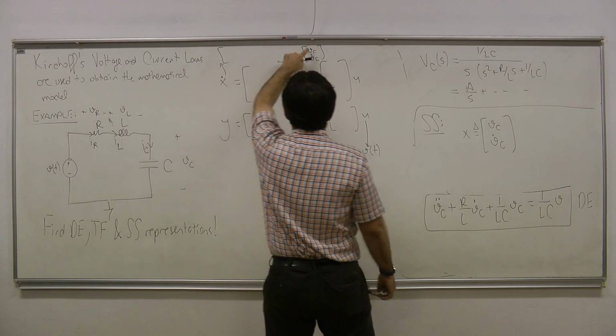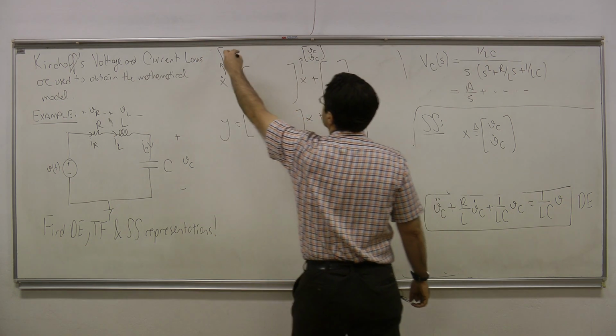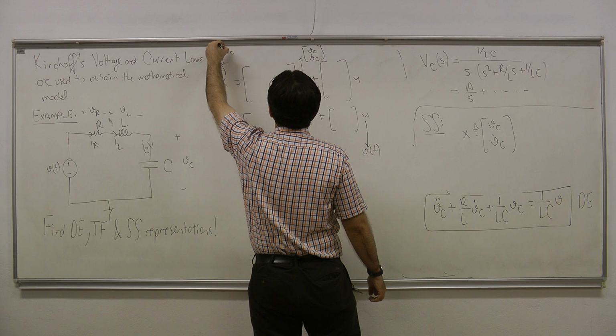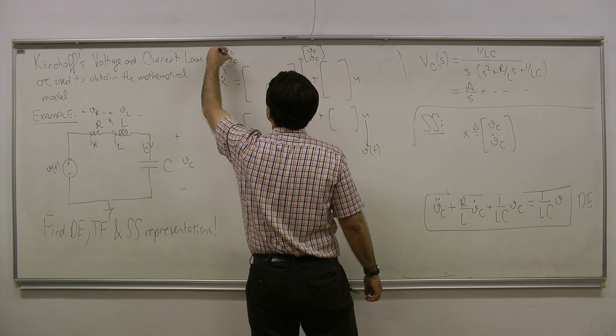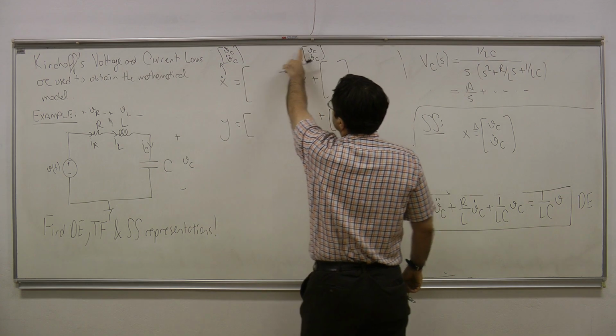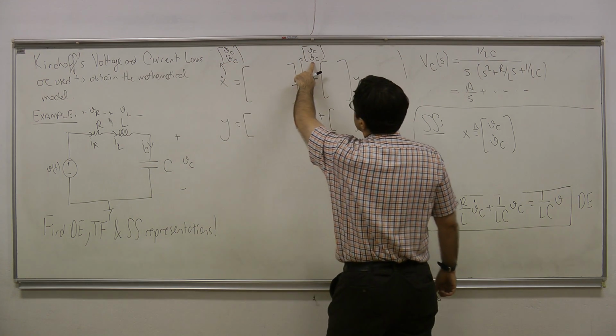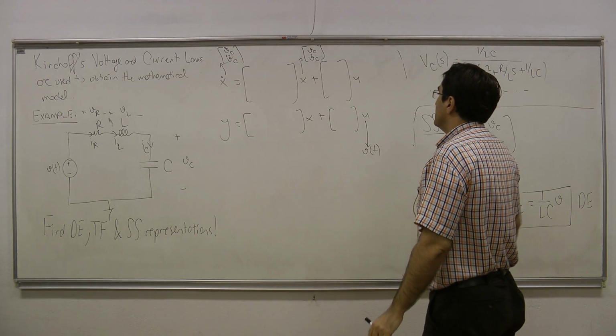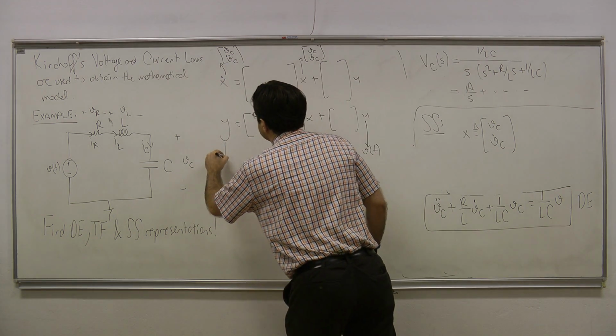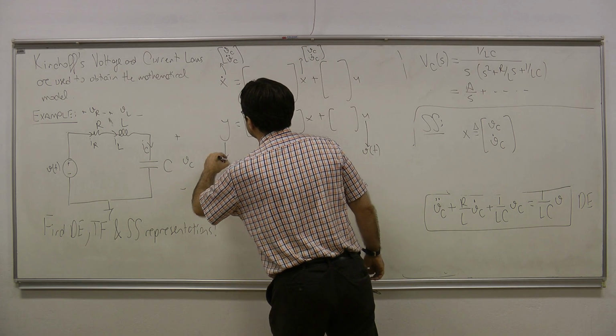And the derivative of the state, what is it? It is the derivatives of these two elements: Vc dot, and Vc double dot. Okay? Derivative of Vc is Vc dot. Derivative of Vc dot is Vc double dot. Okay? And the output in this example is just Vc of t.